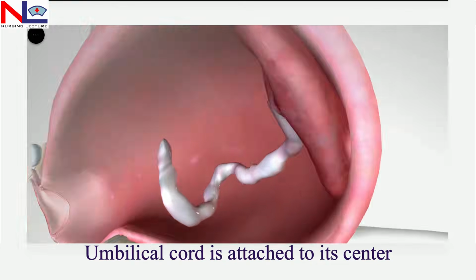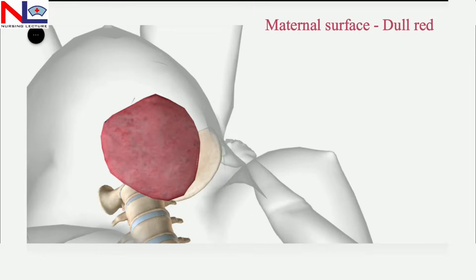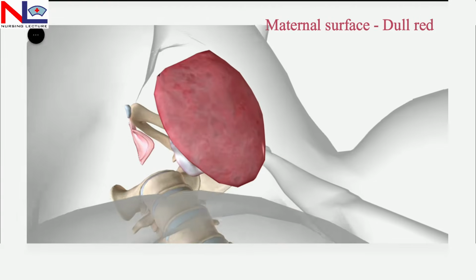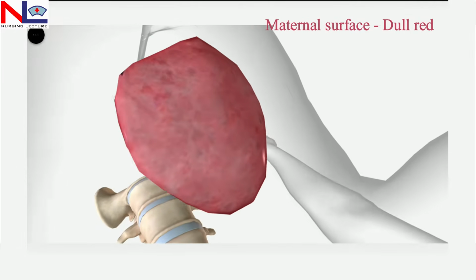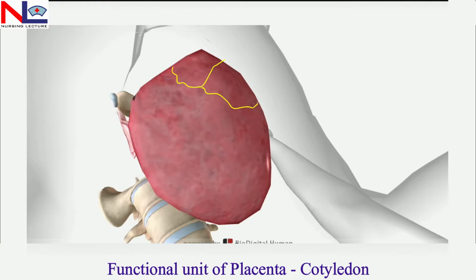The other surface is the maternal surface, here it is, and this surface is dull red in color as it contains the maternal blood, and this is formed by the decidua basalis, that is the compact and the spongy layer of the functional layer in the endometrium. On its maternal surface there are various lobes or the compartments, and these compartments are called the cotyledons.